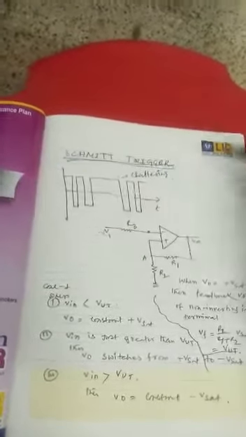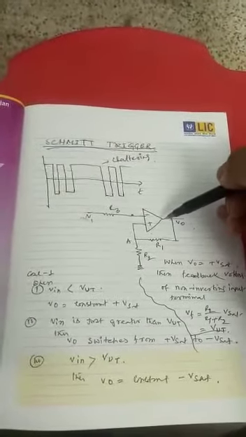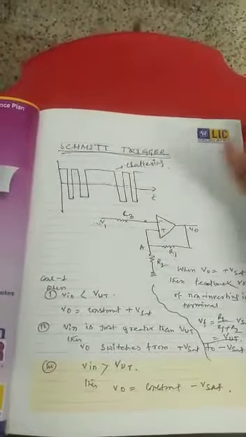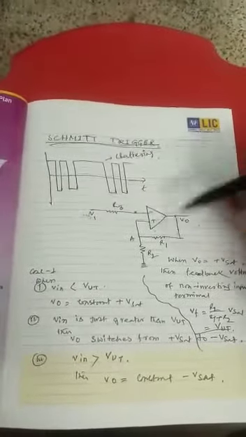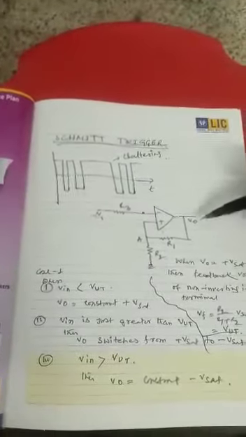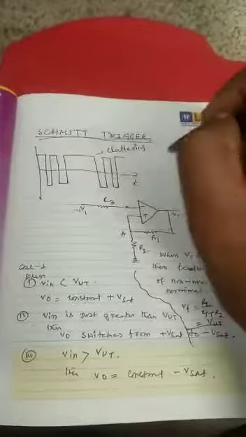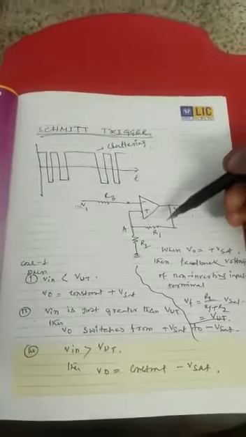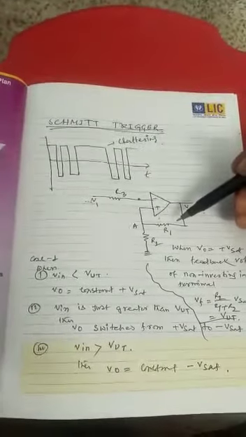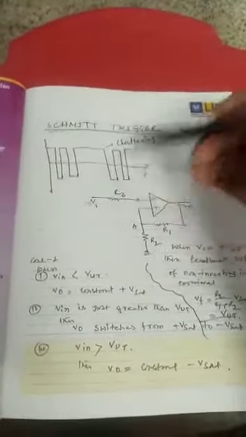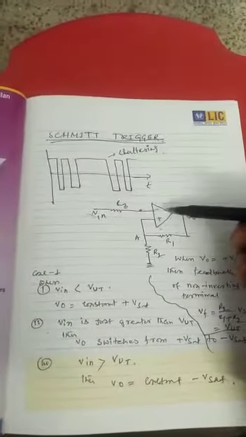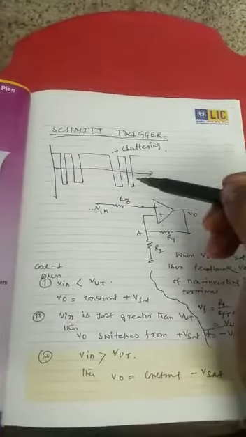This one is the Schmitt-Trigger circuit. There the feedback resistance is applied to the non-inverting terminal. This is the main difference between the op-amp and the Schmitt-Trigger circuit. In a general op-amp, we apply the feedback resistance to the inverting terminal, but here the feedback resistance is used at the non-inverting terminal. Here the input voltage V in is applied to the inverting terminal through the resistance R3.